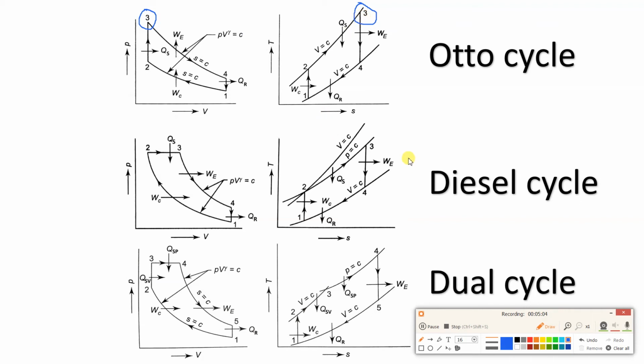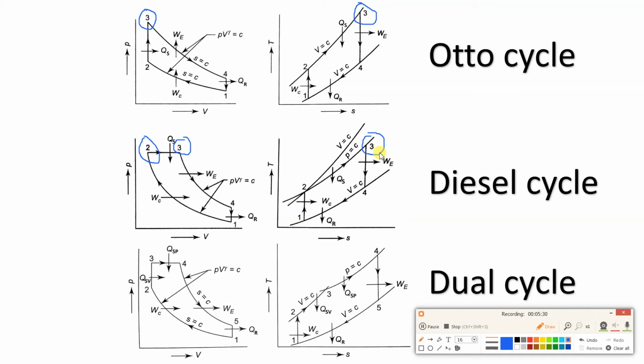Then if you see the diesel cycle, in case of the diesel cycle, P2 and P3 both are the same. So this is the important part which you should remember: P2 is equal to P3 and both are maximum pressures in case of the diesel cycle. Whereas what is the maximum temperature in case of the diesel cycle? It is T3. So T3 is the maximum temperature in case of the diesel cycle.